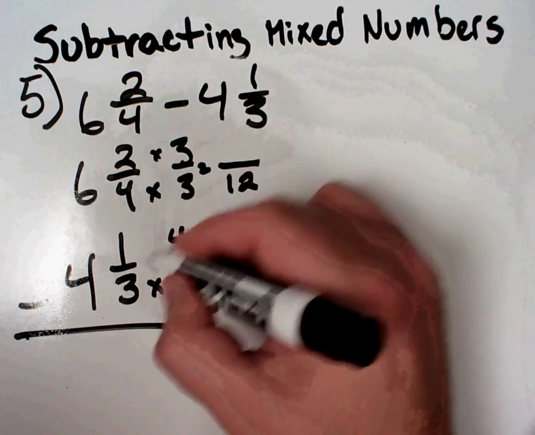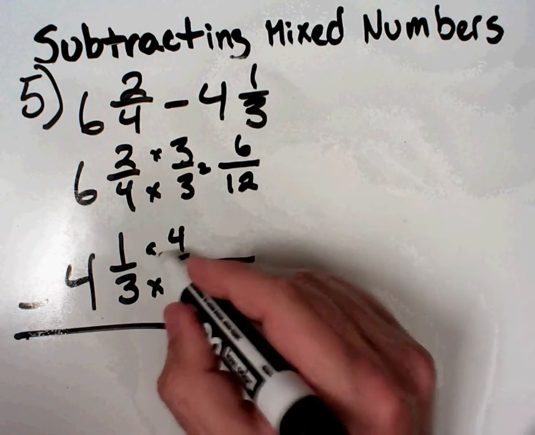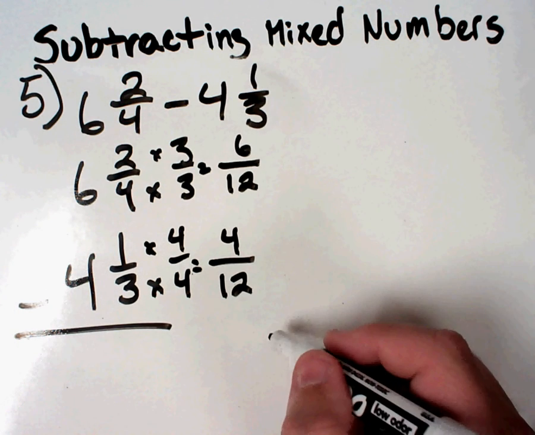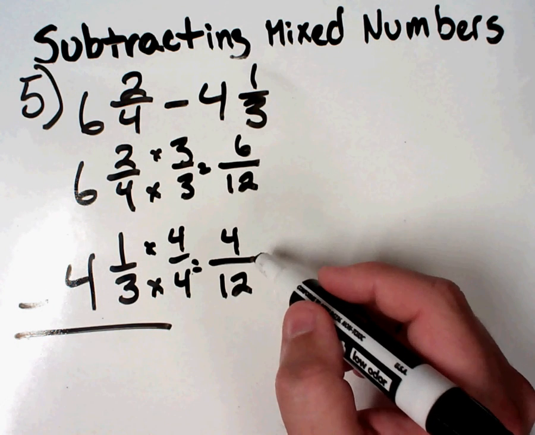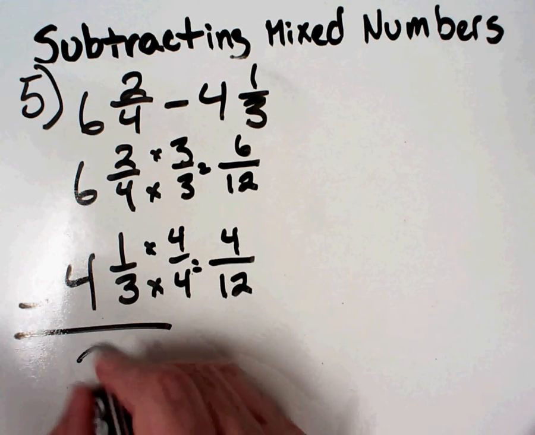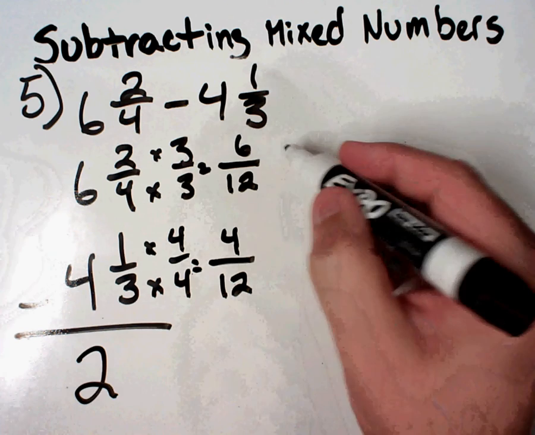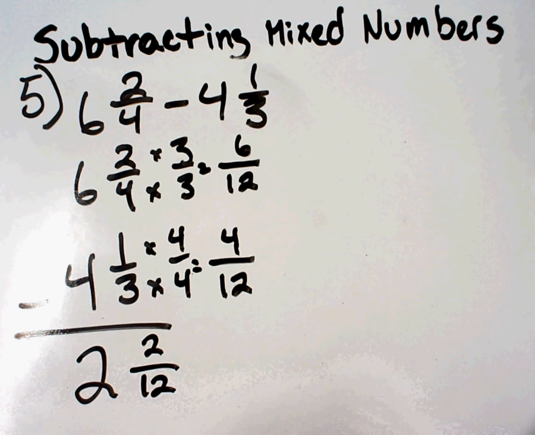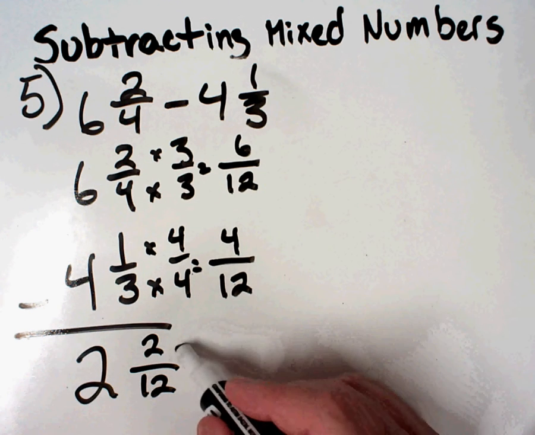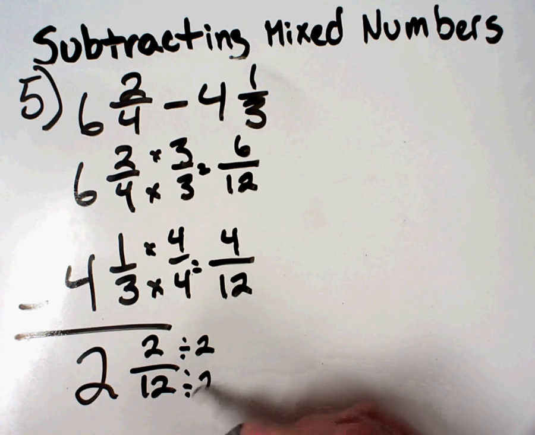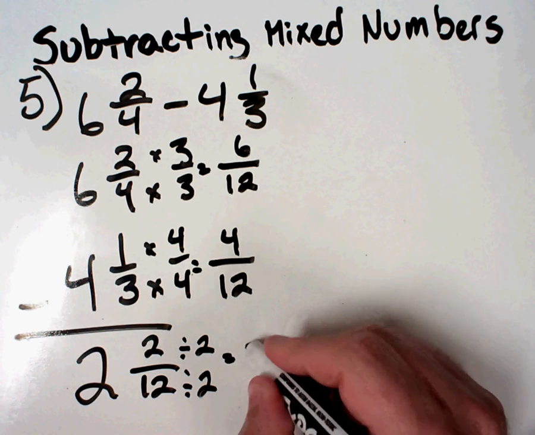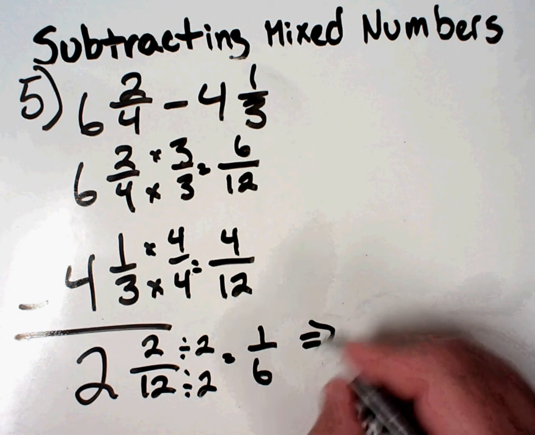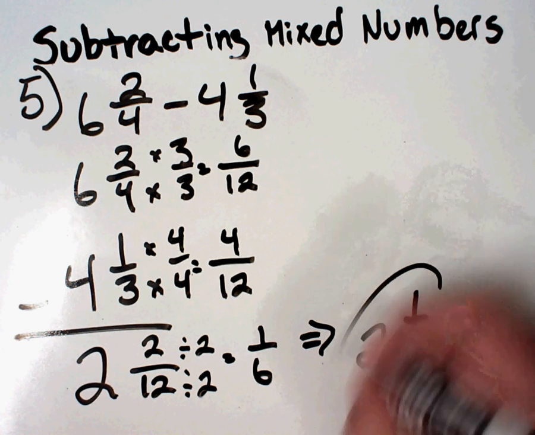So 2 times 3 gives me 6. 1 times 4 gives me 4. All right, I don't have to regroup here because 6 is greater than 4, so I can do that subtraction. So I'm going to end up with 6 minus 4 to give me 2 for my whole numbers. And then 6 twelfths minus 4 twelfths will give me 2 twelfths for my fraction. Now, because both are even, I need to simplify, so I can divide both by 2. And so my final answer is 2 and 1/6.